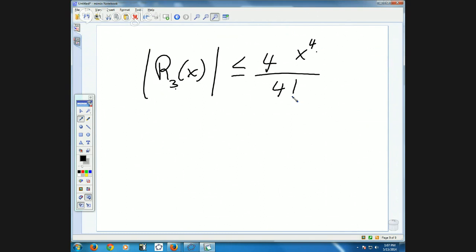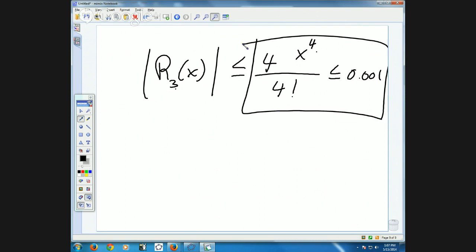And we want that to be less than or equal to 0.001. Now we're finally at a point where we can solve that inequality. Yay, let's go for it. All right, what do we get?